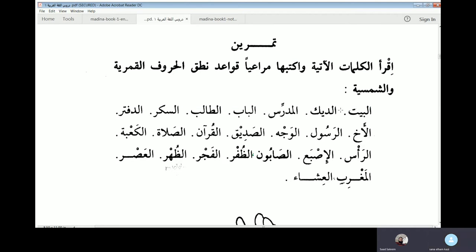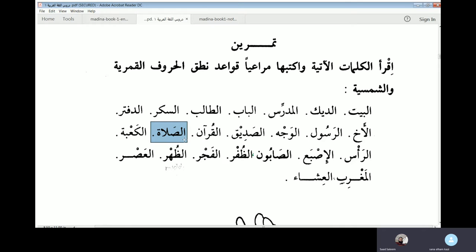So we have three lines. I'll do the first. Al-Baytu, the house. Ad-Diku, the rooster. Al-Mudarrisu, the teacher. Al-Babu, the door. At-Talibu, the student. As-sukkaru, the sugar. Ad-daftaru also means notebook, or office. Al-akhu, the brother. Ar-rasulu, the messenger. Al-wajhu, the face. As-sadiqu, the friend. Okay, Miss Sana, your turn.